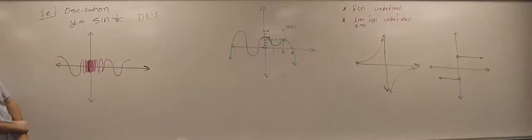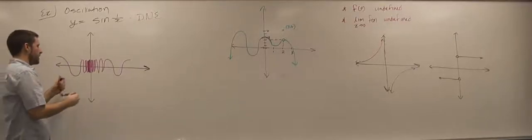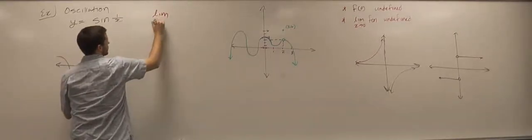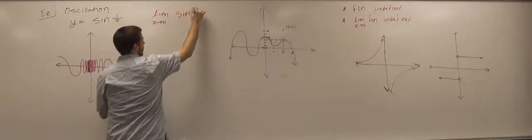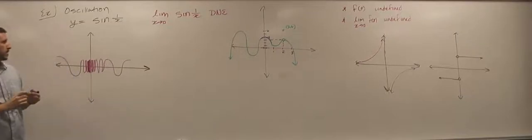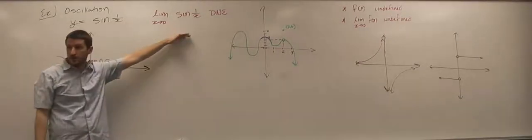So we're focusing on the limit. Oh, I shouldn't put the "any" there. I should put the limit as x goes to 0 doesn't exist. Other limits do, but as x goes to 0, sine of 1 over x has a problem.